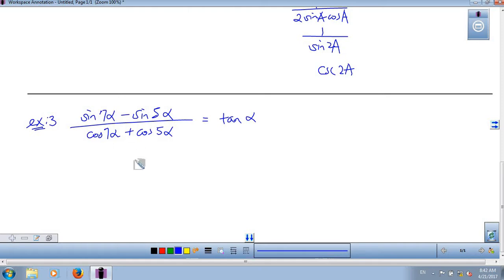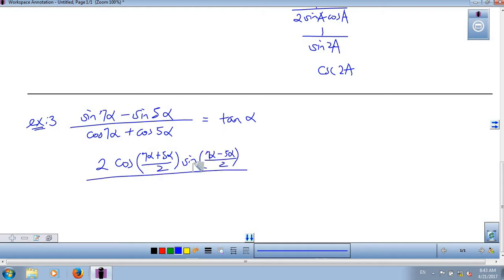Now it doesn't look like it's equal to tangent alpha at this point, but let's go ahead and take a look at this. Sine 7 alpha minus sine 5 alpha. Now that does remind me of the sum to product formula. So this is a sine of an angle minus a sine of another angle. So let's go back to the sum to product formula. That tells me it's going to be equal to 2 cosine of half of their average, so you add them and divide by 2, and then sine of half of their difference, 7 alpha minus 5 alpha divided by 2.